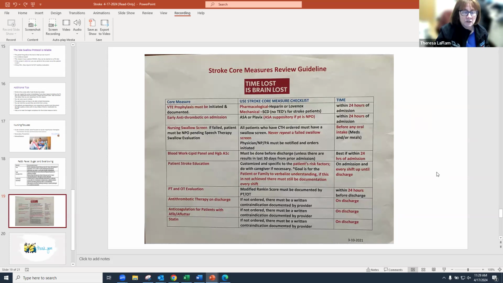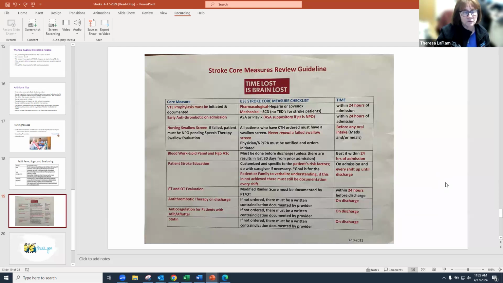Patient education is done a little bit every day while they're here, every shift, so that we're building on that education so that they have good knowledge of what to do before they go home. PT and OT have to see them within the first 24 hours and again at discharge. And then we talked about the meds at discharge: your antithrombotics, your anticoagulation, and your statins.